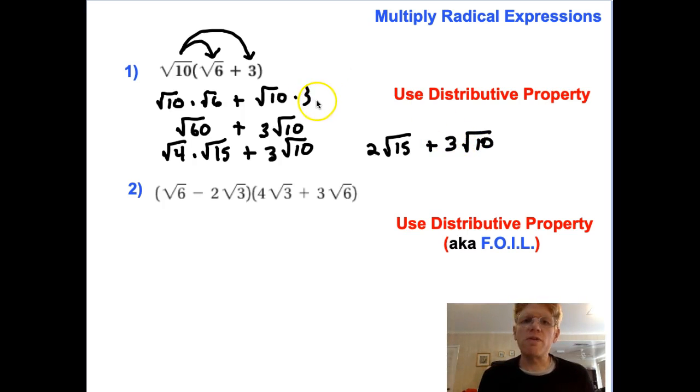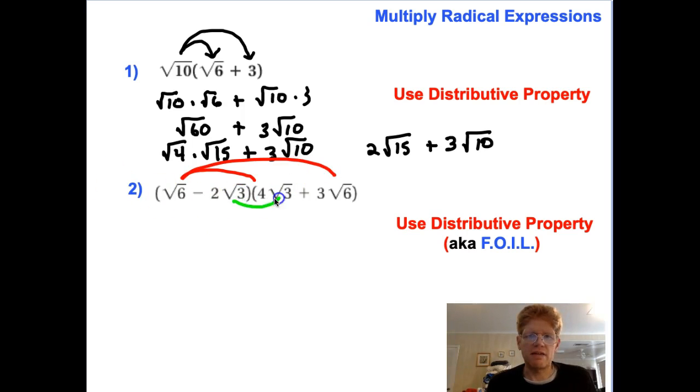Now the next problem will involve slightly more work, but it's not any more complicated. We're simply going to use the distributive property again. If you look at this, you'll recognize that it looks like something we would use FOIL on, right? We've got our first, our outside, our inside, and our last. So that's exactly what we're going to do. We're going to multiply our first, then our outside, then our inside, and then our last component. Let's get that done really fast.